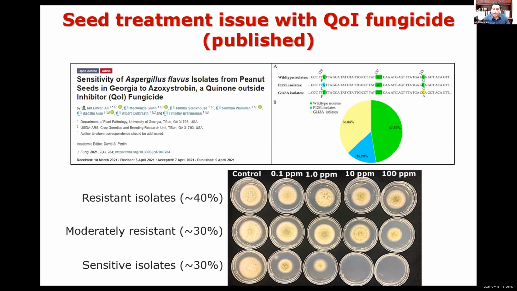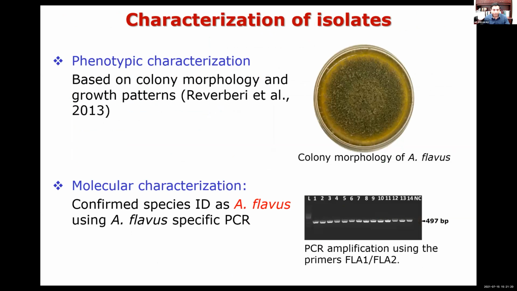We did molecular analysis, especially sequencing the beta-tubulin gene, and we do see there are two well-known mutations, F129L and G143A. These two mutations are present among these isolates in a higher percentage. So that makes sense as to why this fungicide did not work properly to control Aspergillus flavus. This work has already been published in the International Journal of Molecular Sciences. Now I'd like to move on to the second part of our research.